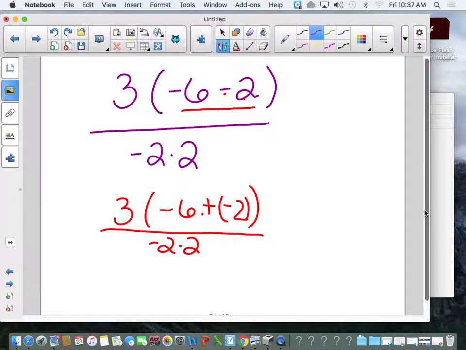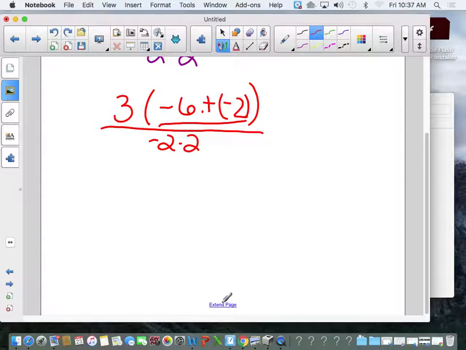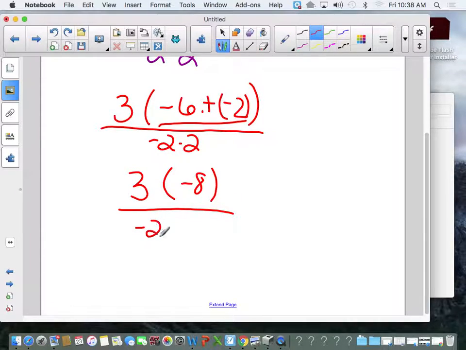And I keep going. I'm ready to add these together. Negative 6 plus a negative 2 is a negative 8. They total up to equal negative 8. 3 times negative 8 over negative 2 times 2. And then it doesn't matter if I do this group first or this group first. 3 times a negative 8, well, I'm taking three groups of a negative 8, which is going to give me 3 times 8 is 24, and negative 24.